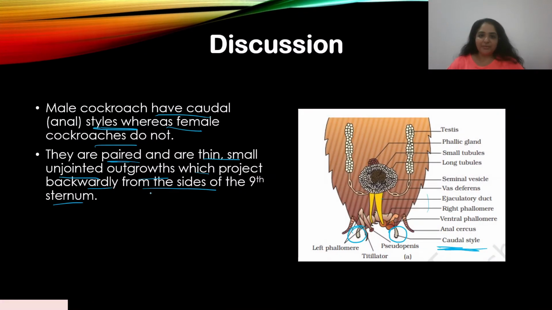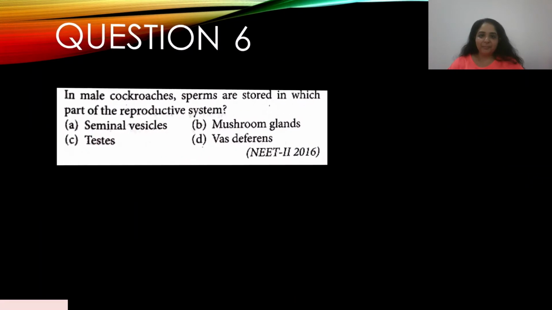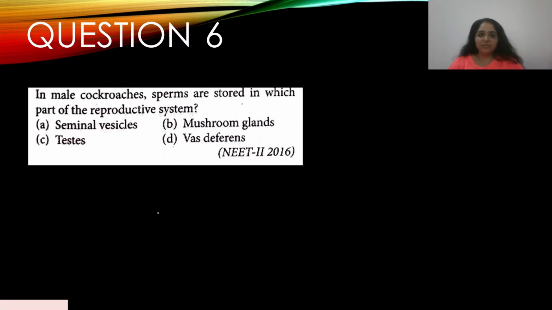Okay, let's move on then. Alright, so question number 6. In male cockroaches, sperms are stored in which part of the reproductive system? This appeared in NEET 2016. A. Seminal vesicles. B. Mushroom glands. C. Testes. And D. Vas deferens. Okay, so sperms are stored in the seminal vesicles. So the answer over here is A.